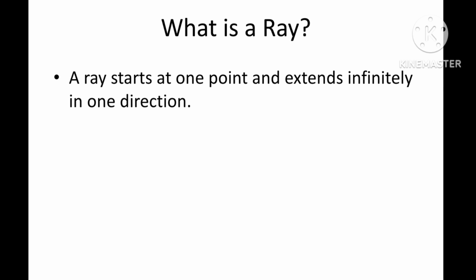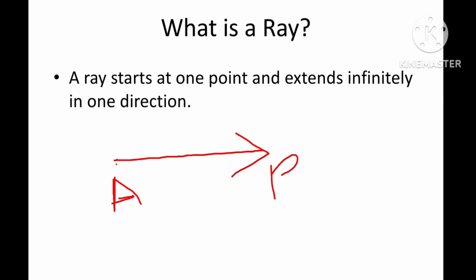What is a ray? A ray starts at one point and extends infinitely in one direction. A ray is represented like that. This is called a ray. It has a starting point, but no end point. This is called a ray, and it is represented by AB like that.